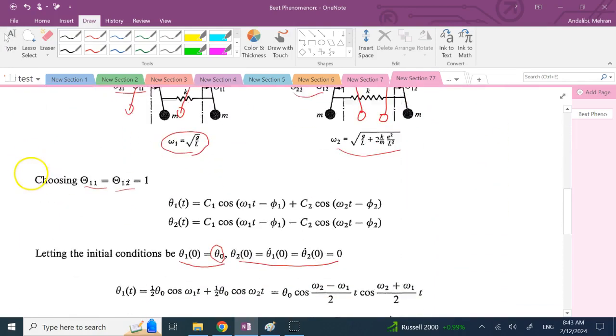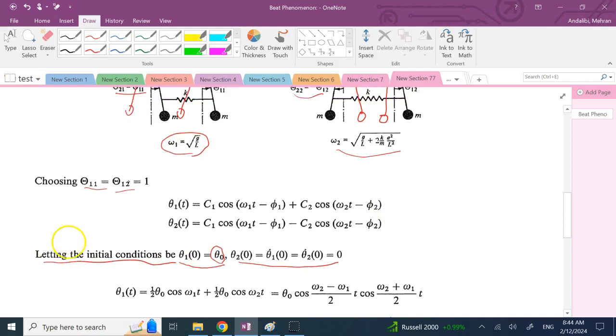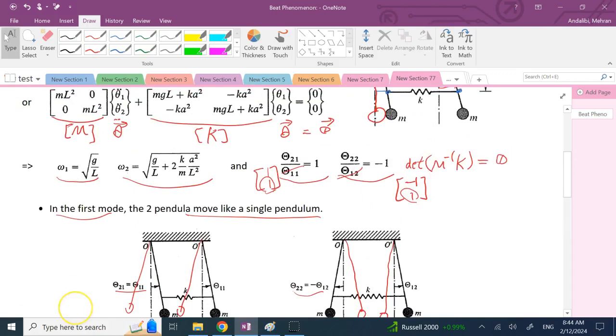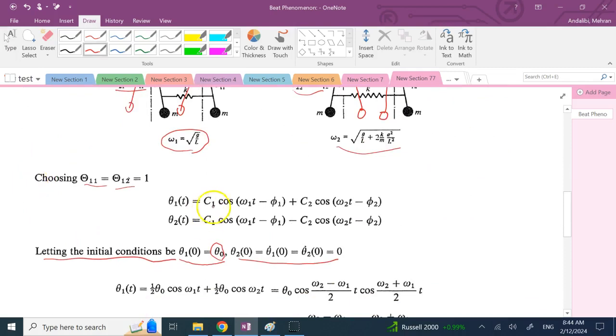In that case, we know the response with only initial conditions, the free response, is a combination of the first mode shape and the second mode shape. So what is your first mode shape? Your first mode shape is this, with that frequency, and the second mode shape times the second frequency. So it is going to be a ratio of 1 to 1 with this omega 1 and a ratio of 1 to negative 1 with omega 2. And this is the response that you have.